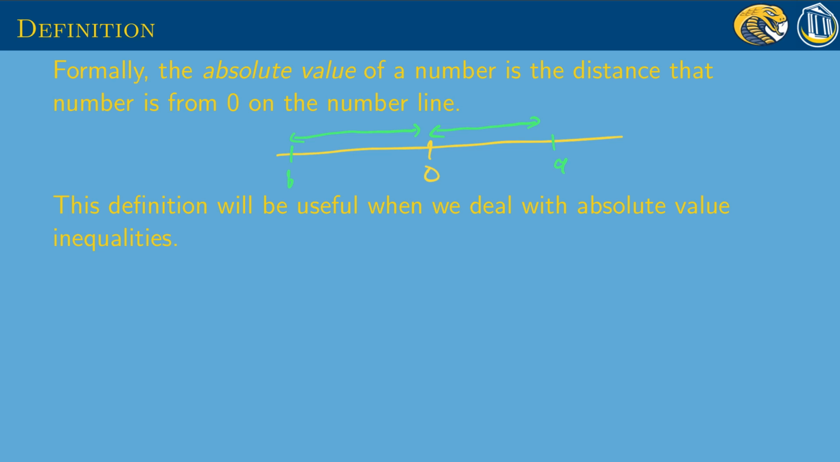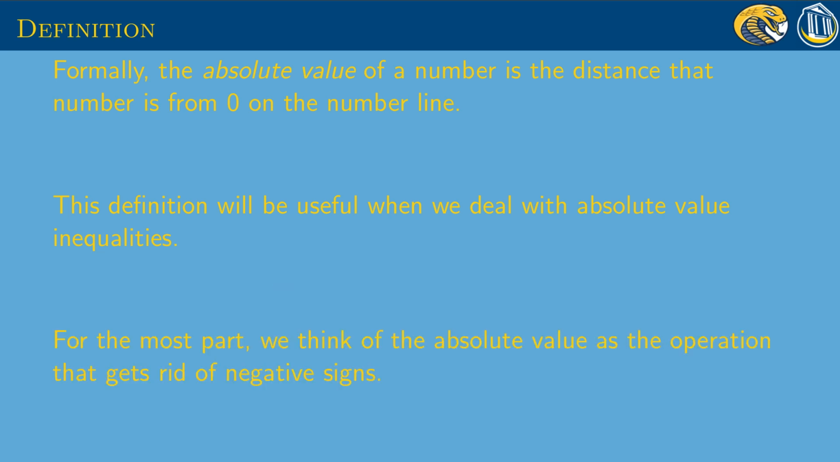We can write this out in equation form in that the absolute value of x is equal to x if x is greater than or equal to 0, and negative x if x is already negative. What this means is that the absolute value of any number will always be a positive number. For the most part, we can just think of the absolute value then as an operation that gets rid of negative signs.